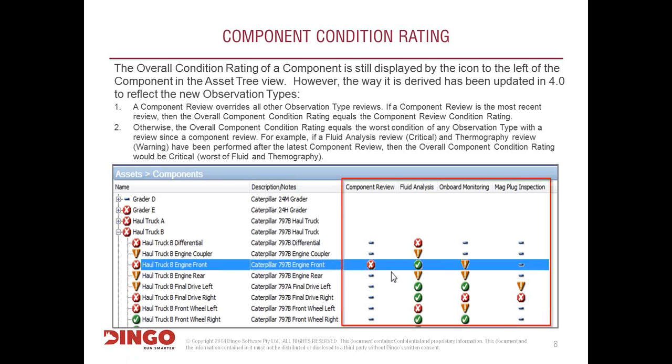So for example, as it says in the text there, if a fluid analysis review is critical and a thermography review of warning had been performed after any component review, then the overall rating will be set to critical as the worst of those ones that are coming in. And you can see this in the screen as well. For example, haul truck B front wheel left is critical because fluid analysis is critical, even though the onboard monitoring is warning. And the same for the rest of the components on that screen as well. And I'll show you that in the demonstration in Trakka as well, because it's one of the key things that has changed in Trakka 4.0 to understand.